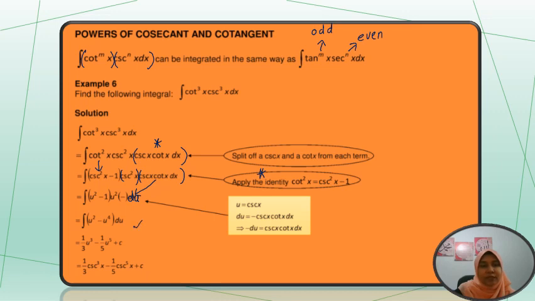Then we can simply integrate this function with respect to u. So u to the power of 3 over 3 minus u to the power of 5 over 5 plus c. Then you have to substitute back u with cosecant x. The final answer must be in cosecant x.